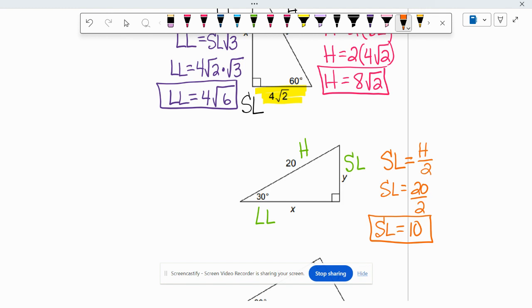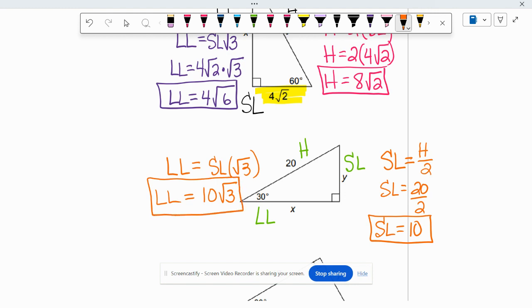Once you know the short leg, then you can find the long leg. Remember that the long leg equals the short leg times the square root of 3. So if the short leg is 10, 10 times the square root of 3 is just that, 10 times the square root of 3. So that's your long leg. Don't you solve it? Nope, you just leave it just like that. You leave that radical in there, okay?